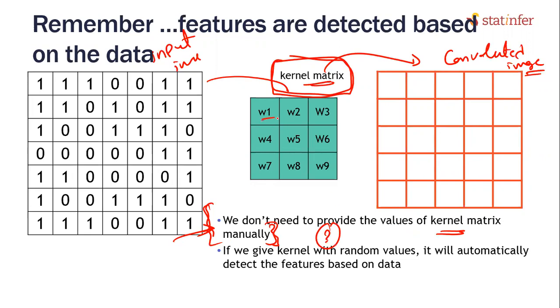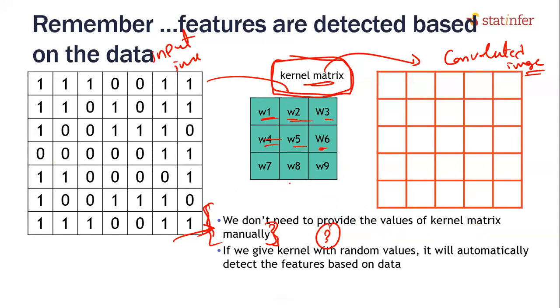Yes, I agree, you don't need to provide these numbers. The number of filters, that is correct. You have to provide how many kernel matrices should be there. That is in your hand. That means how complex or how simple your model is, that you need to configure. That is in your hand, and you have to rightly configure it.